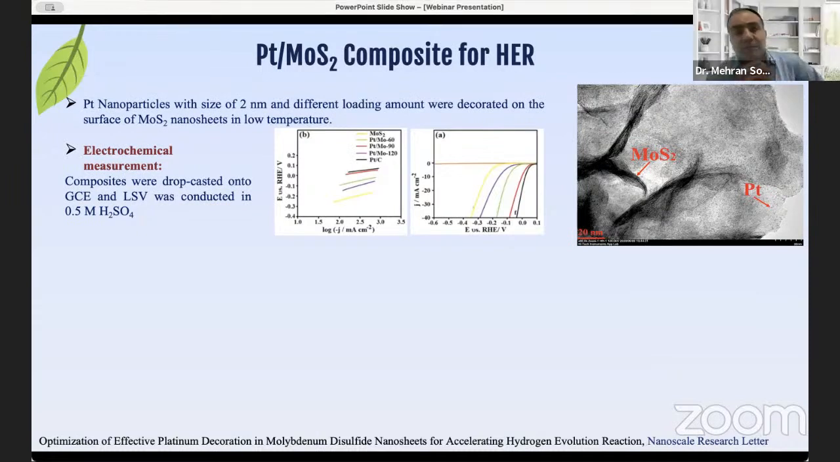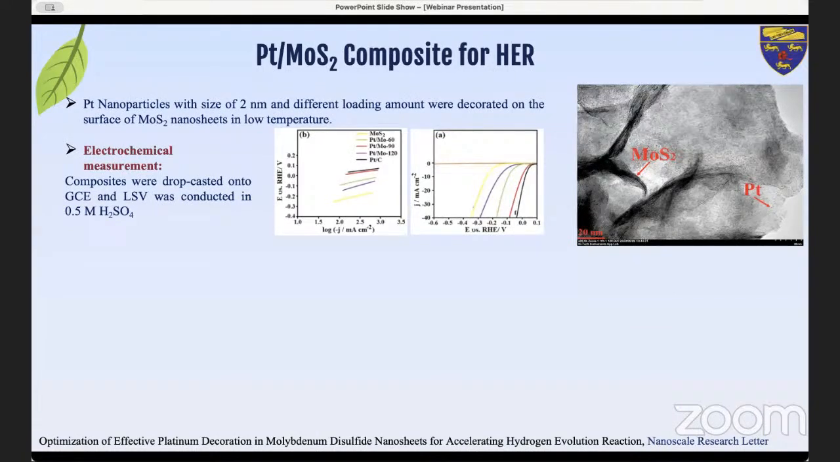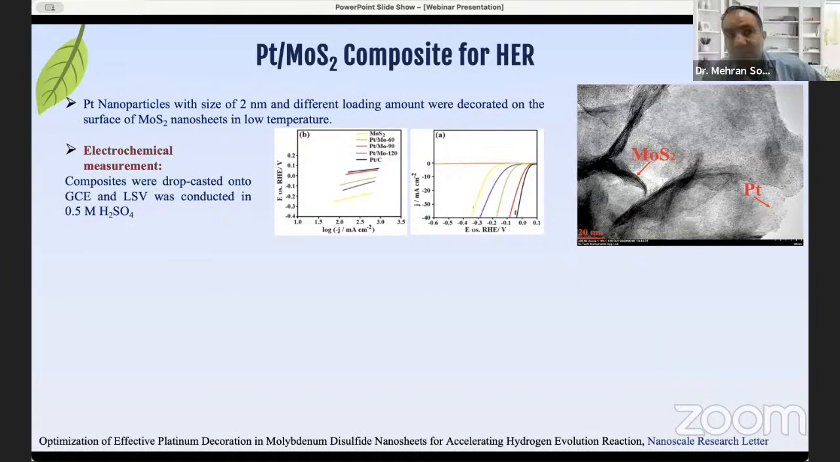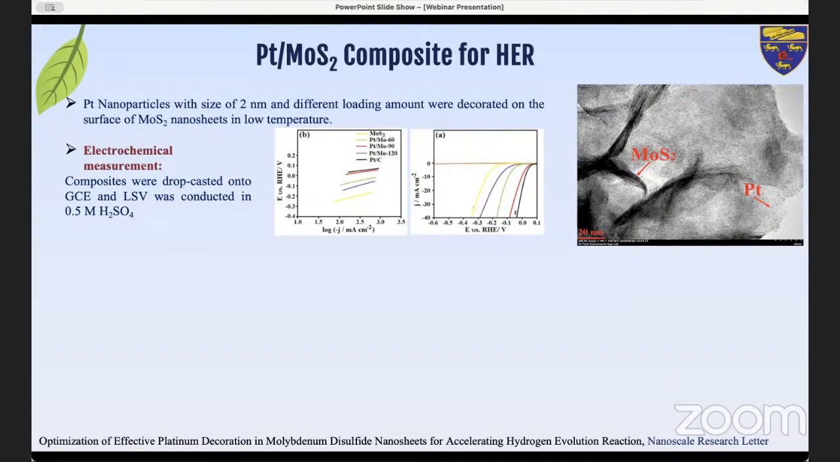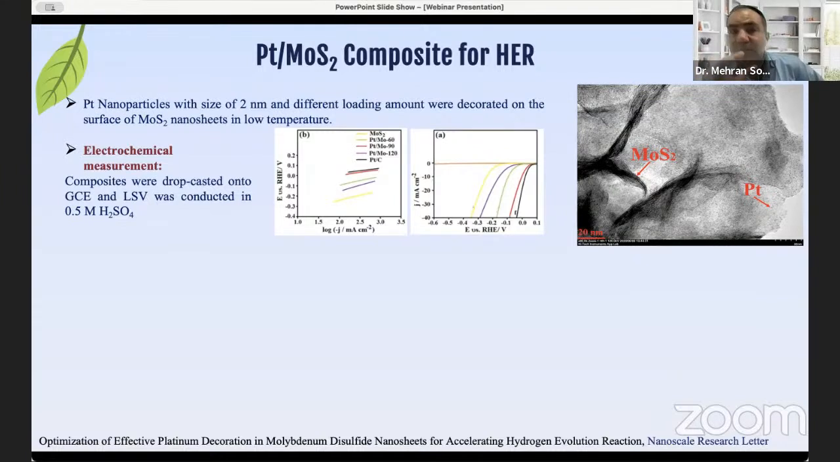No. The water adsorbs on the surface of the electrocatalyst. The process of adsorption of hydrogen is called the Volmer mechanism, you know? It depends on the composite. Sometimes you have different types of active sites. For example, some components facilitate the desorption of hydrogen, and sometimes some components facilitate the adsorption of water.